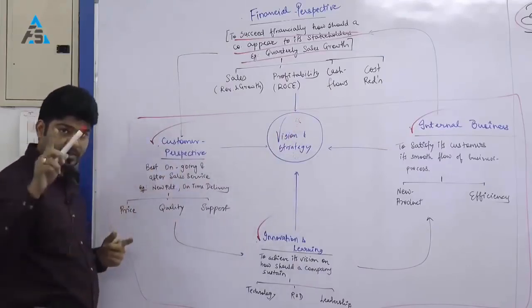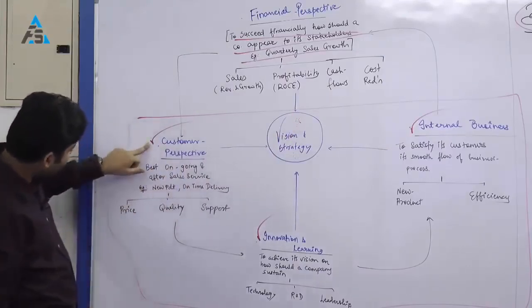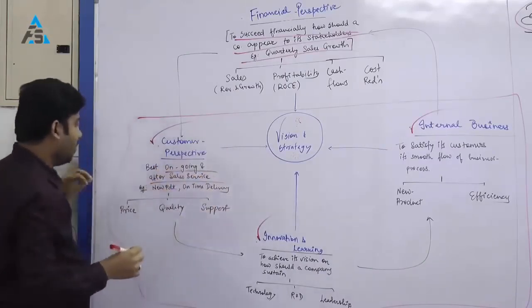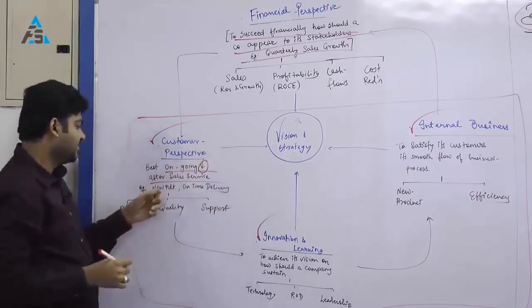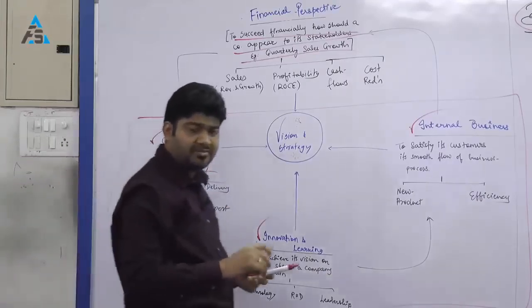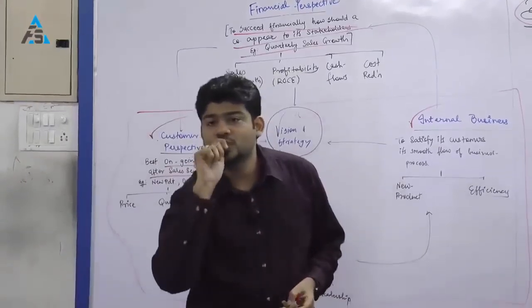So customer perspective, jo mera sabse pehla hai. What is that? That is best ongoing and after sales service, product, on time delivery, price, quality, support, everything has to be spot on.